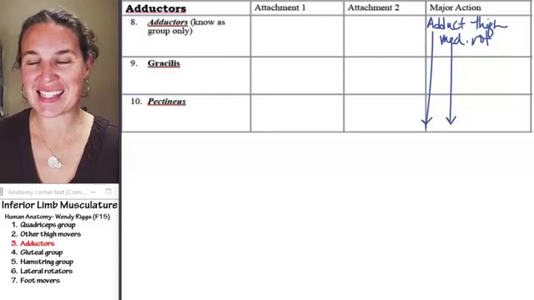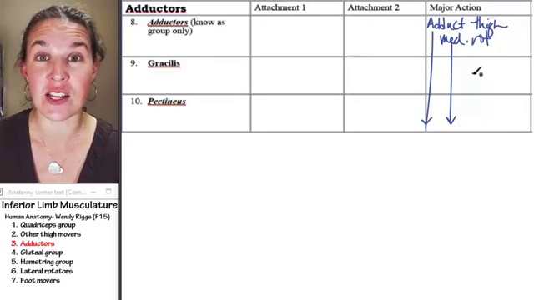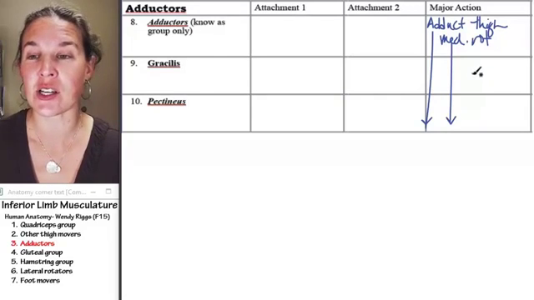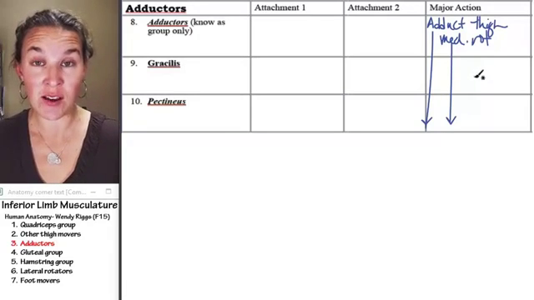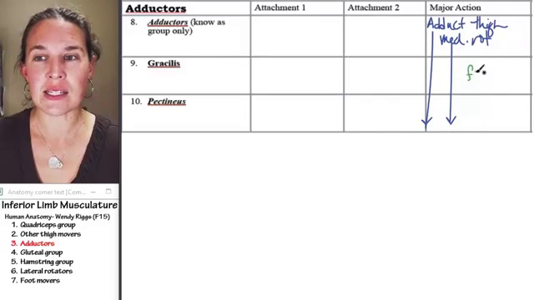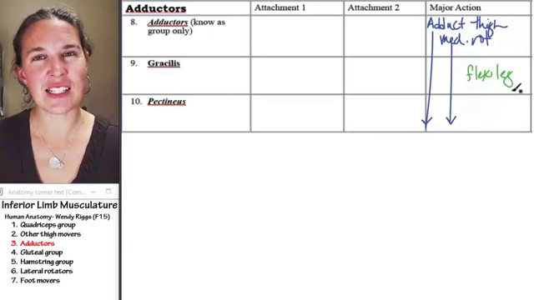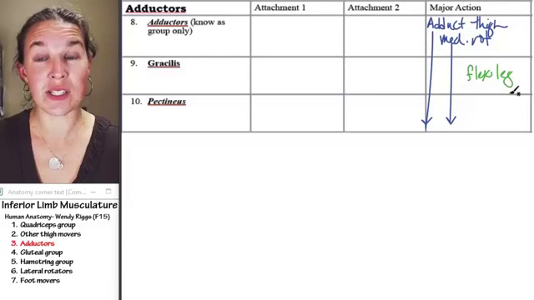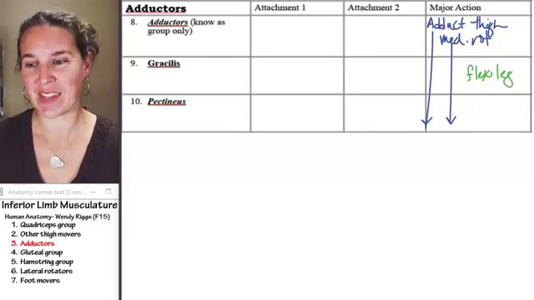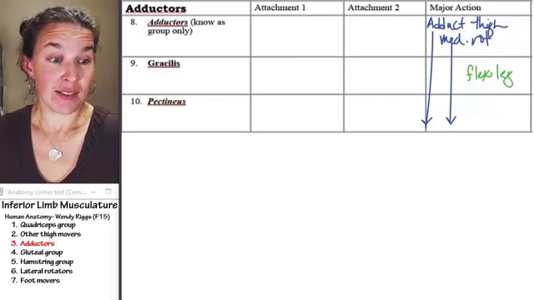Gracilis has an additional action, and I'm going to tell you what the action is, and then you're going to tell me what that means for where it's attached. The additional action of gracilis is that it also flexes the leg. What? It flexes the leg. So what does that tell you about where gracilis is going to attach? One of its attachments has to be on a leg bone.